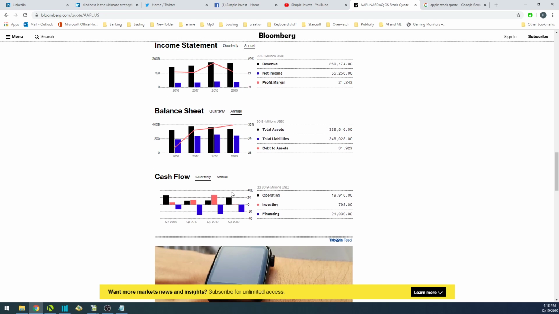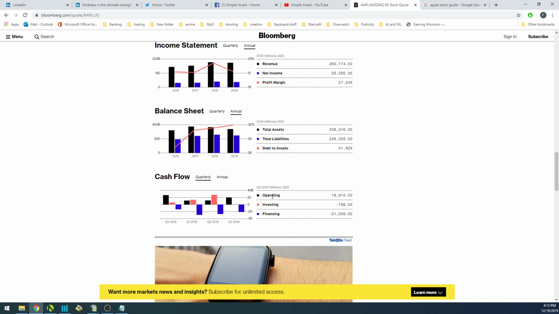And next we have their cash flow, which means how much cash they're bringing in and how much cash they are investing out or using from their banks. So this is the quarterly one. The blue one is cash that they use for financing, that means to pay down their debts and so on. The red actually means investing. So their investing seems like it's actually negative.